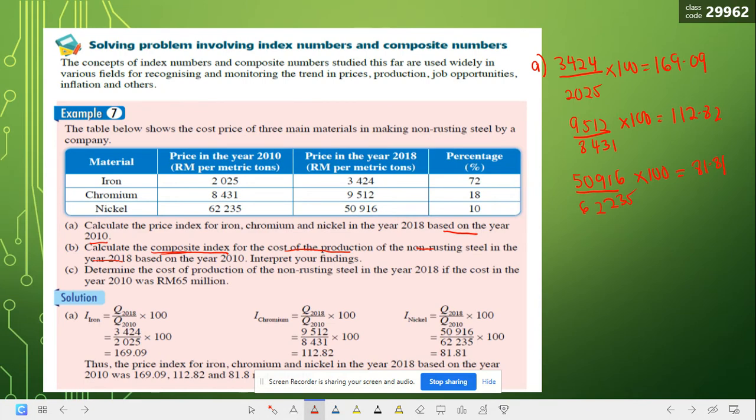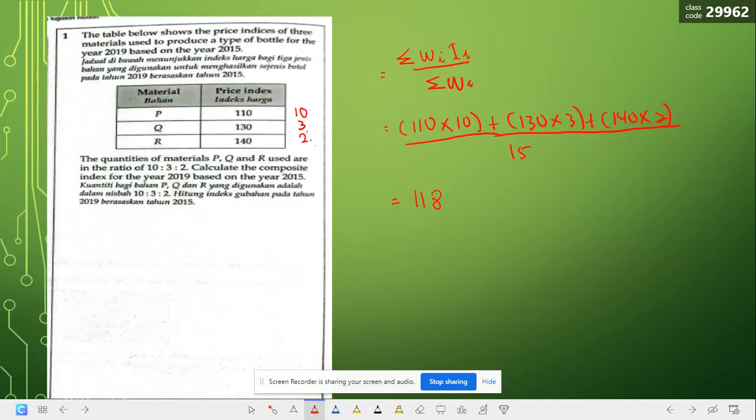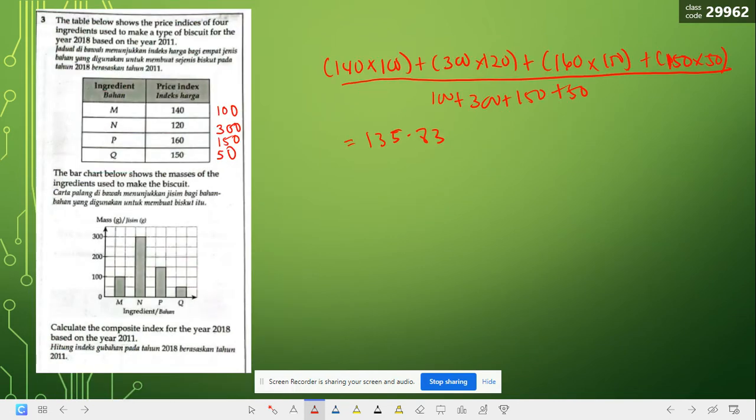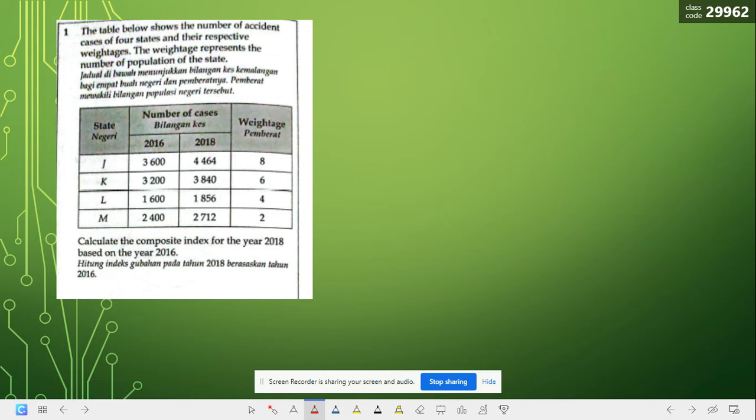Okay, like here, you want to find the composite price. So they give you already the price index, right? So you just hold on, no. This one you need to find the price index first. Okay. So how you want to find the price index? So let's say for J, okay, so the price index said what? Calculate the composite index for the year 2018 based on the year 2016.